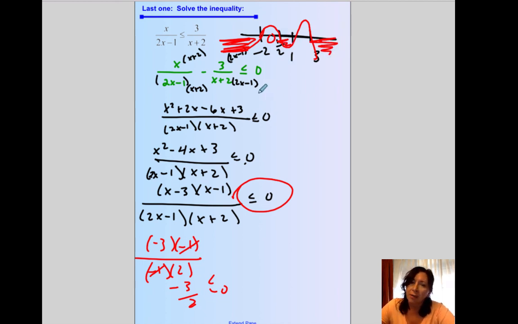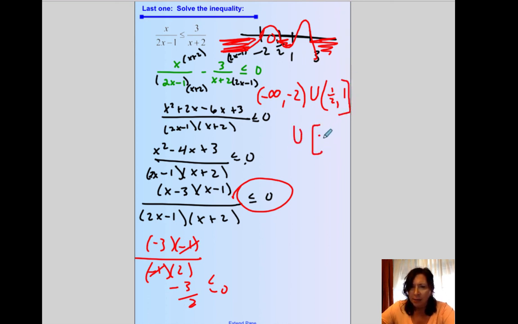So my answers are going to be negative infinity to negative 2. Negative 2 is one of my asymptotes, and this is equal or less than, so it is a parenthesis, union. We're going to go with 1/2, which is another denominator, so that's going to be 1/2 to 1, and 1 is not a denominator, so that's a bracket. Union 3 bracket to infinity parenthesis.